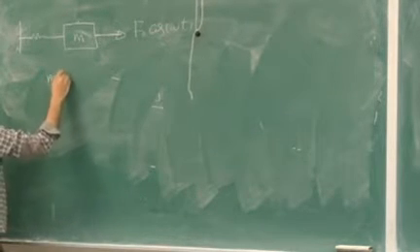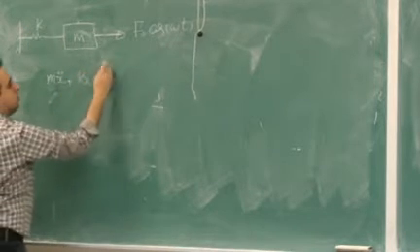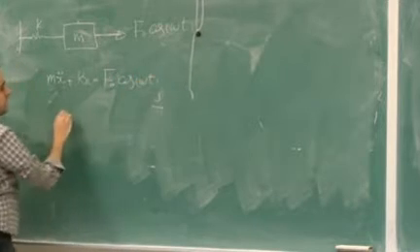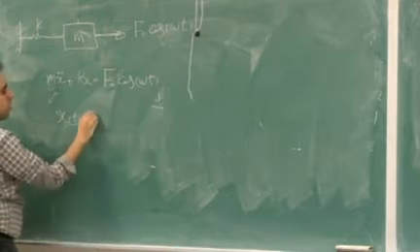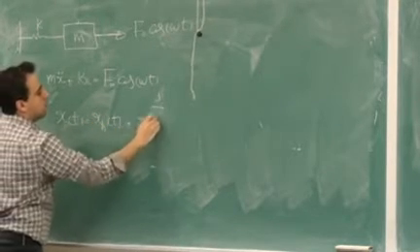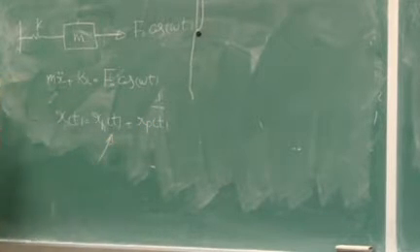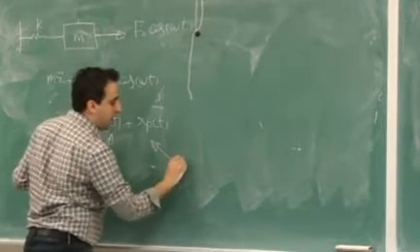mx double dot plus kx equals F naught cosine of omega t. The response of this system has two parts, the homogeneous solution and the particular solution. The particular solution is the steady state response.